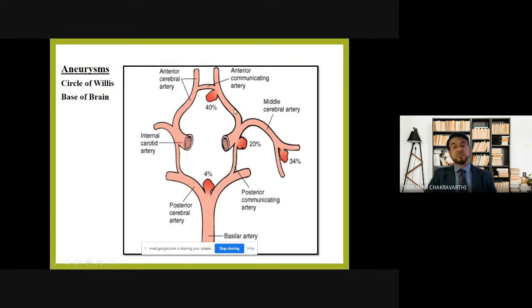Now, the most common locations for berry aneurysms are at the junction of the anterior communicating artery and the anterior cerebral artery, the middle cerebral artery, between the middle cerebral and internal carotid, and the posterior cerebral.